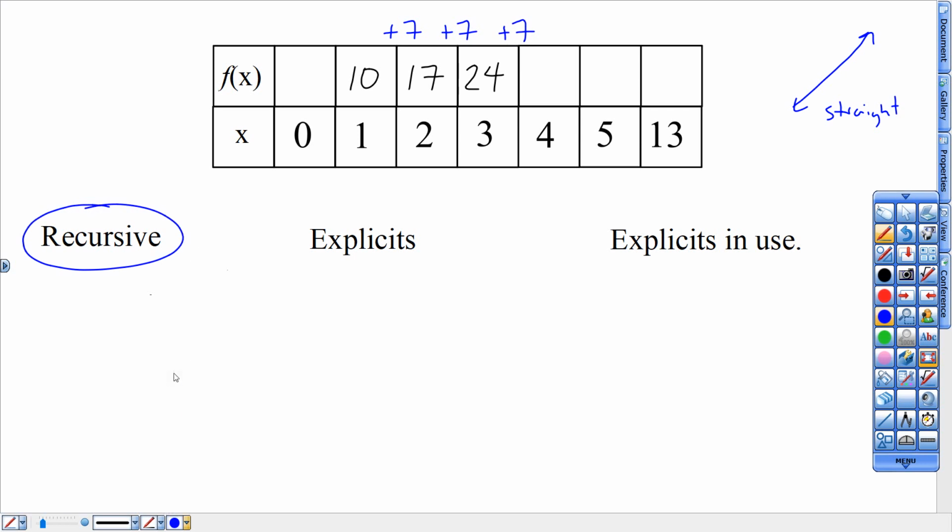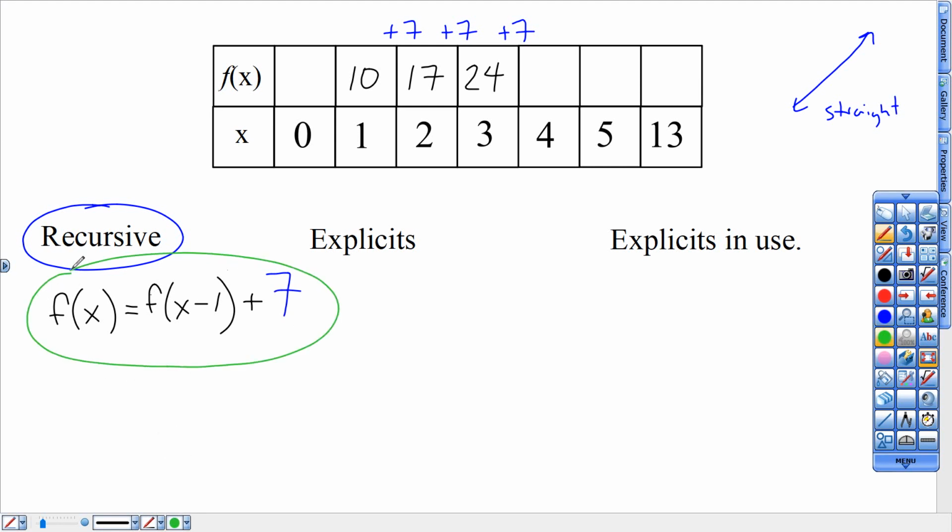I need you to be able to write the recursive equation. Here it is. To find any term, use the 1 before it and keep adding that 7. That is the recursive equation. I'm really not going to have you use it or show it, but I need you to understand how it works. To find any term in the sequence, use the 1 before it and add 7. So take this 24 and add 7. That gives me 31. Take that 31 and add 7. That gives me 38. But don't add 7 right here. Don't want to do that because the 13th term makes you use the formula.